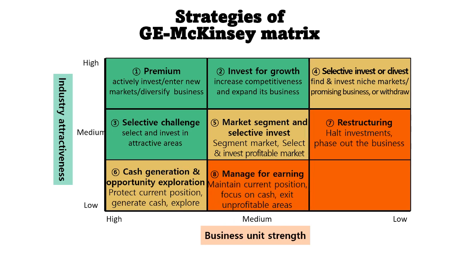Zone 8 is called the manage for earnings area. It has medium business unit strengths, but the industry growth rate is low. A desirable strategy is to maintain the current market position, focus on cash generation, and exit unprofitable areas. Zone 9 is the harvest or divest area. Both industry attractiveness and business unit strengths are low. A strategy is needed to exit the market quickly while maximizing cash generation.